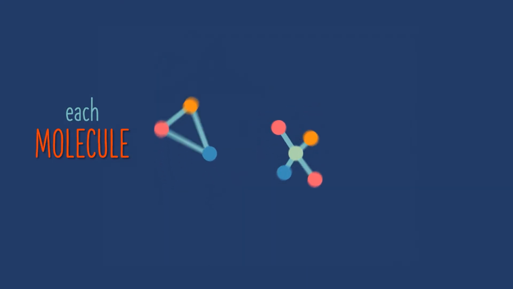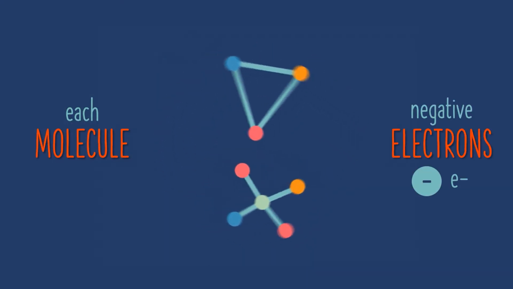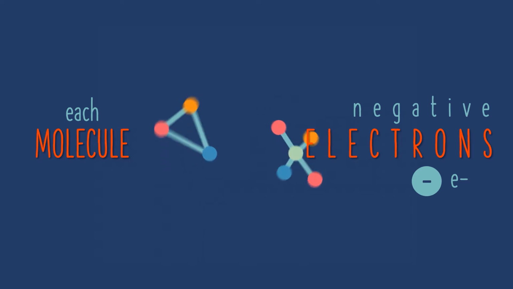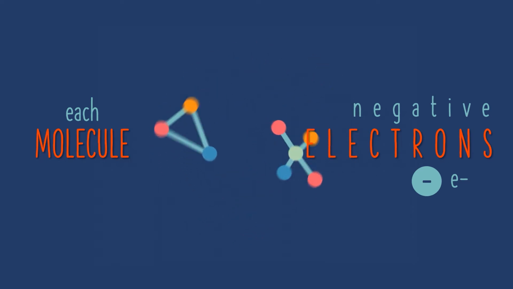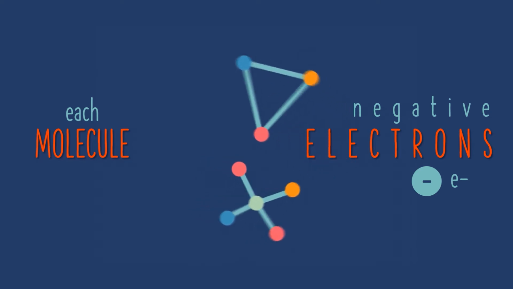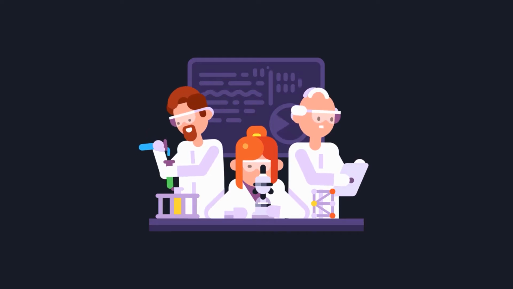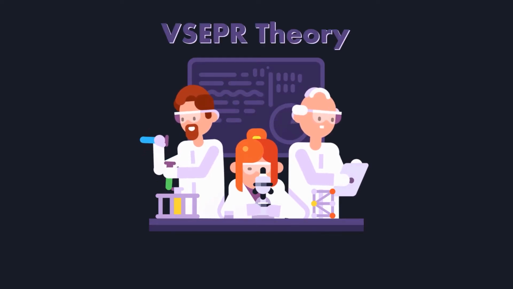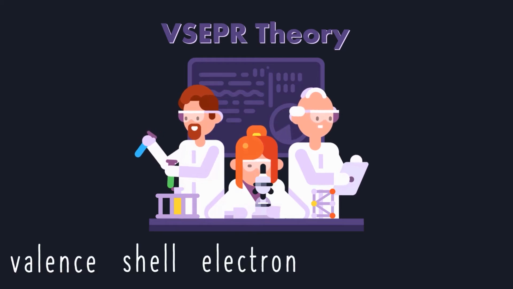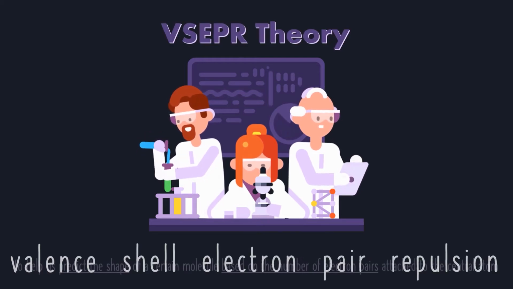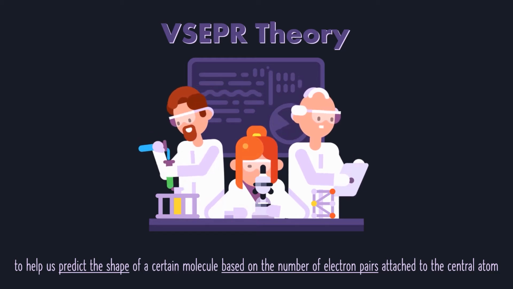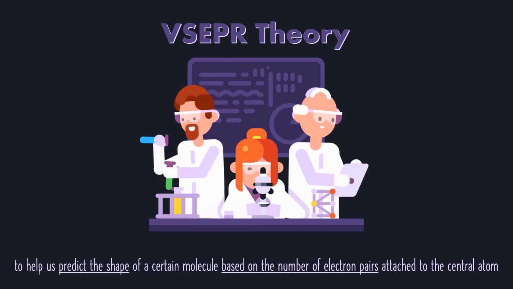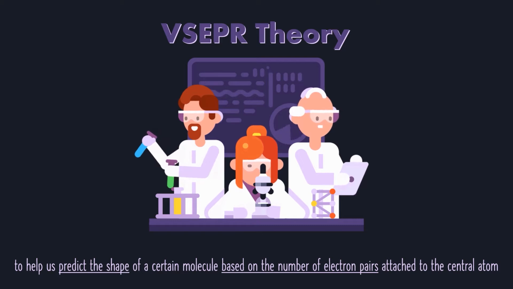Each molecule has electrons, negative electrons that should be as far away from each other as possible to minimize repulsion, or in simple words, commotion. Some bright minds formulated the VSEPR theory, or the valence shell electron pair repulsion theory, to predict the shape of a certain molecule based on the number of electron pairs attached to the central atom. I will elaborate on this to you later.